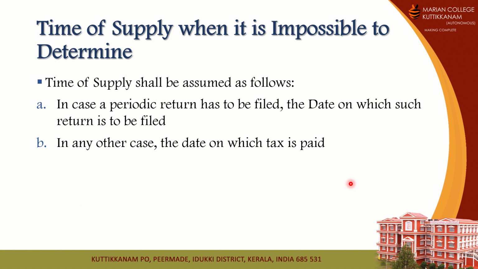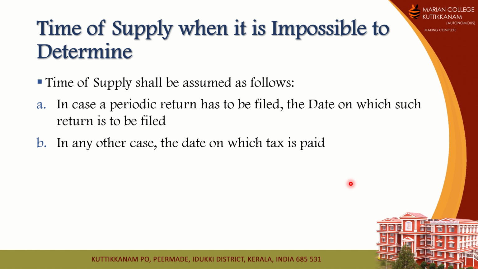Then the third one is when the time of supply is impossible to determine. In some cases, this is not with regard to reverse charge. In case of reverse charge, if it is impossible to determine the time of supply, then the date of entry in the books of account will be considered as the date of supply. That is for the reverse charge mechanism. So here, in the general case, time of supply when it is impossible to determine can be assumed as follows.